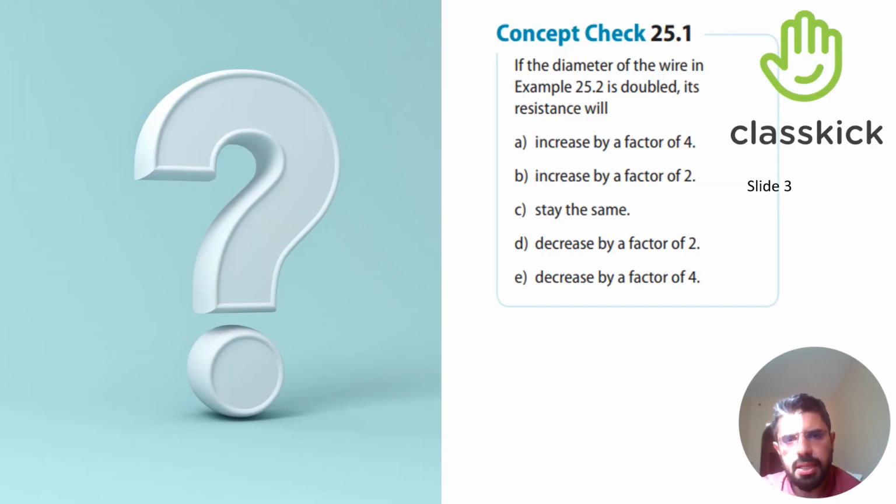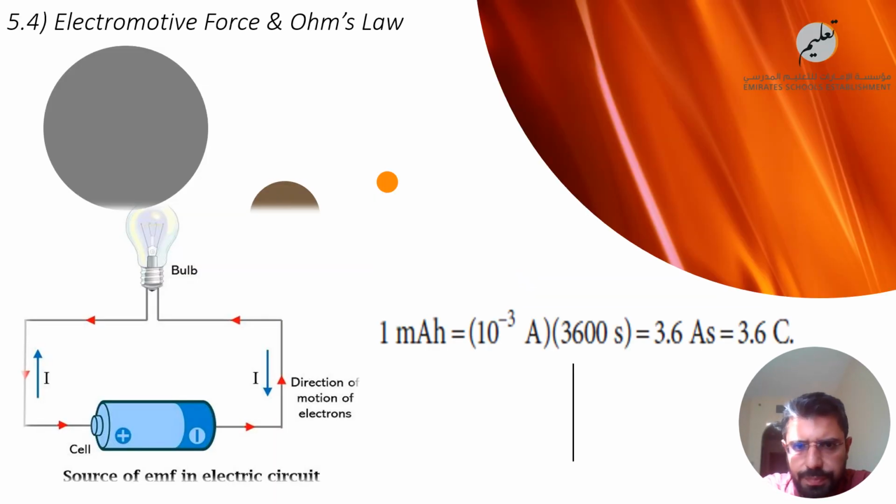Another example here, it's concept check 5.1. You can also find it on Classkick slide 3. The question is, if the diameter of a wire is doubled, so diameter is multiplied by 2, what will happen to the resistance? What do you think? So I need your answers on Classkick, please.